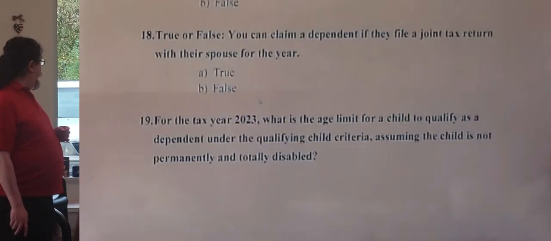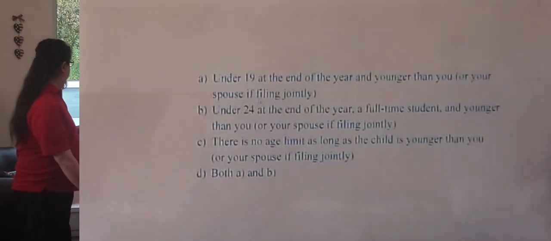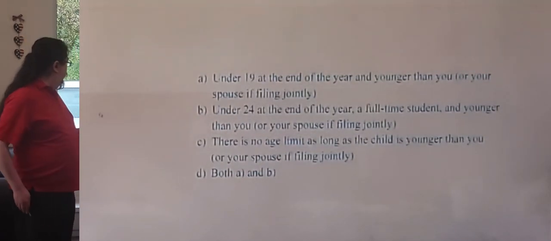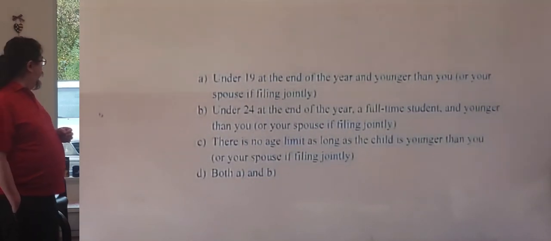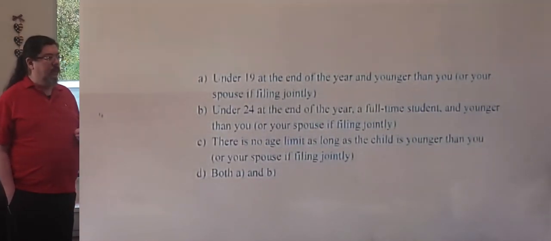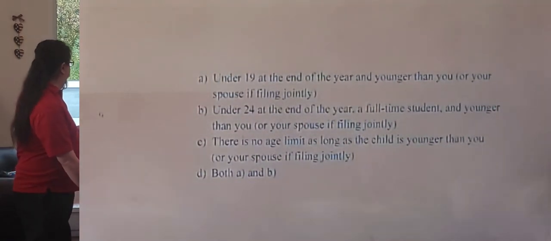Okay, for 2023, what is the age limit for a child to qualify as a dependent? Assume the child is not permanently and totally disabled. Under 18. Yep, under 19 if they're not a student, or under 24 if they were a full-time student. So D, both A and B.